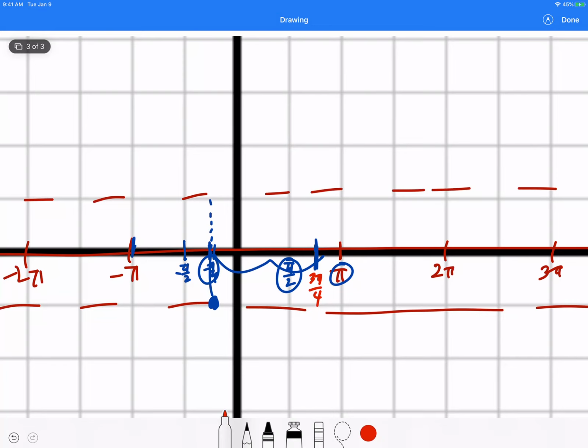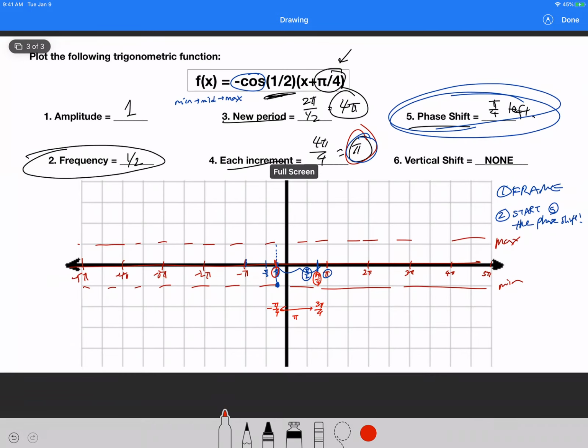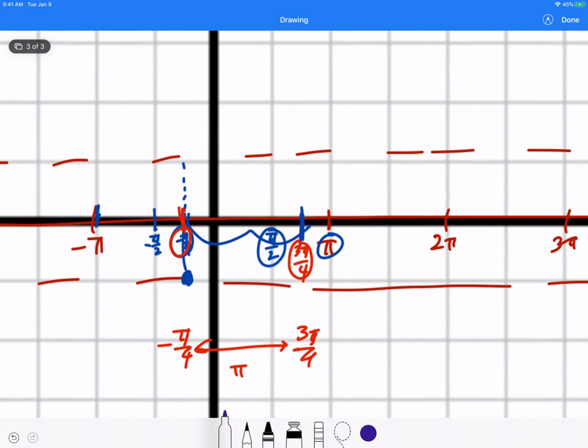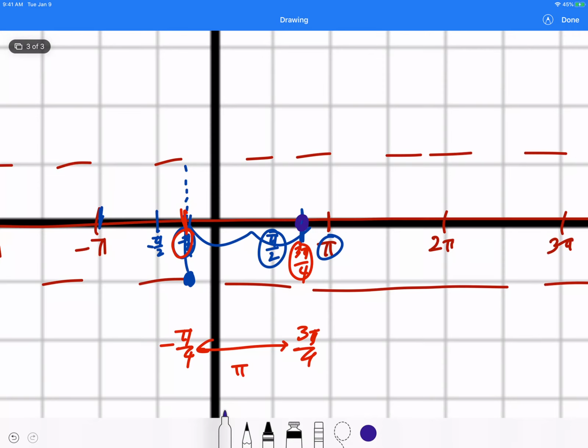Now, why am I telling you this? It's because from here, where we start at negative pi over 4, to 3 pi over 4, the distance between these two is pi. And that's the one increment that we have been talking about right here. So my next point on the list will happen right here. That's my min, that's my mid.